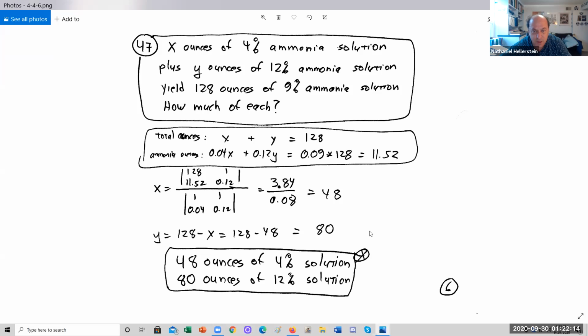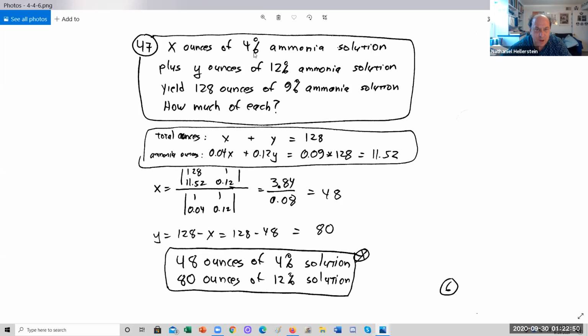This is what's known as a mixture problem. We are mixing some ammonia solution with some other ammonia solution and getting some ammonia solution of intermediate strength. X ounces of 4% ammonia solution plus Y ounces of 12% ammonia solution yield 128 ounces of 9% ammonia solution. How much of each? What's X, what's Y? Here I am using X and Y. All right, now if you look at the total ounces, it's 128 total ounces from X plus Y. So X plus Y is 128.